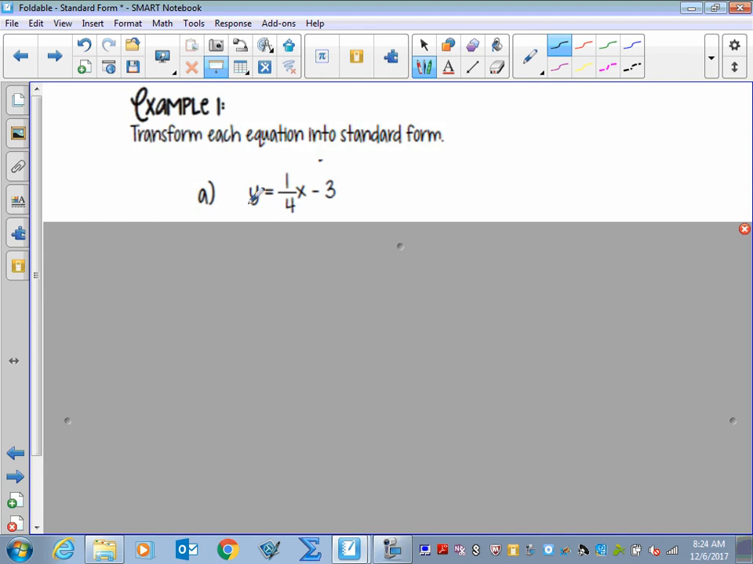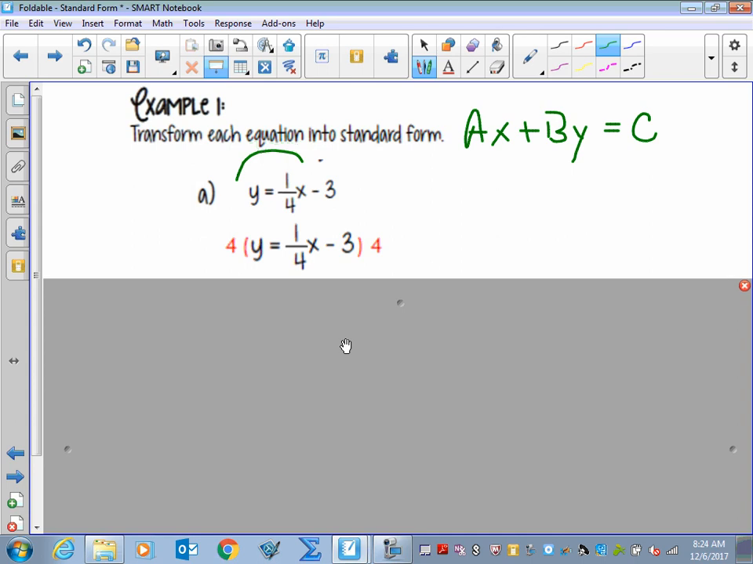Now, what form is this in already? This is not point slope. This is called slope-intercept form, y equals mx plus b. Right now, this is in slope-intercept form. I want to convert it to standard form, which means I want it to look like this. I want the x and y terms on the left side of the equal sign. Technically, I could just move this x term over here.